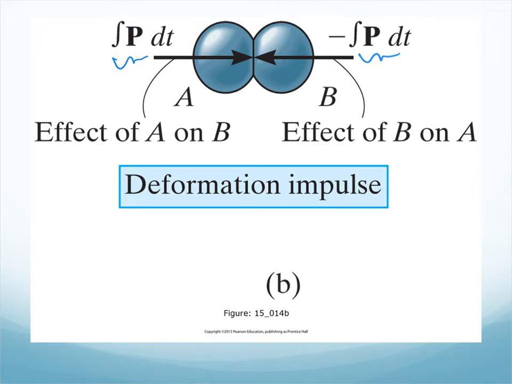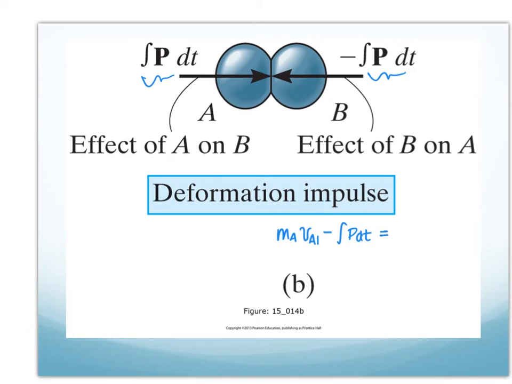If we wanted to look at the impulse-momentum relationship for this, we're going to just focus on mass A. So mass A had its initial velocity and its initial momentum. It experiences an impulse from object B, and so that's a negative impulse because the force that B is exerting on A is to the left. And then this is equal to mass A times its final velocity. This whole deformation impulse will occur until the two objects have their maximum deformation and move with the same speed, which is this V.